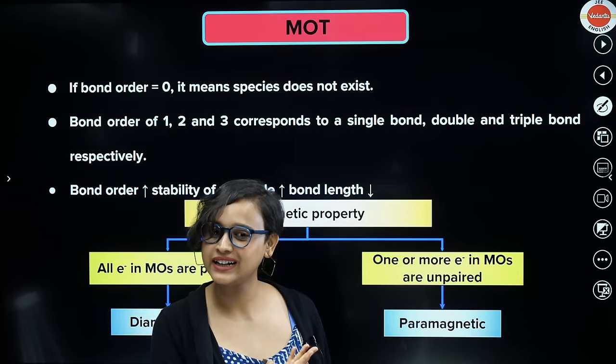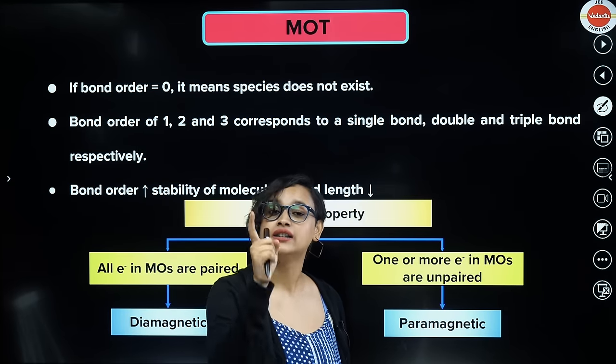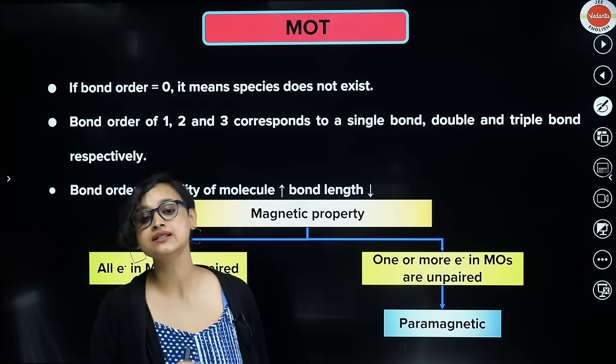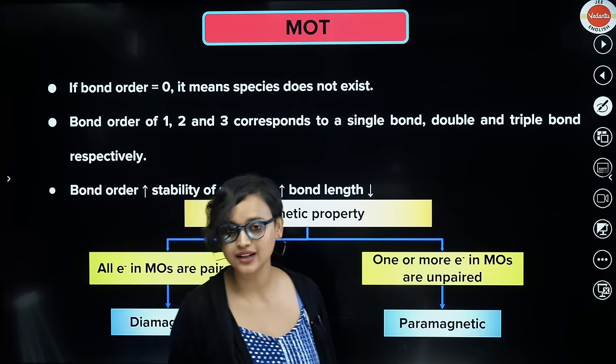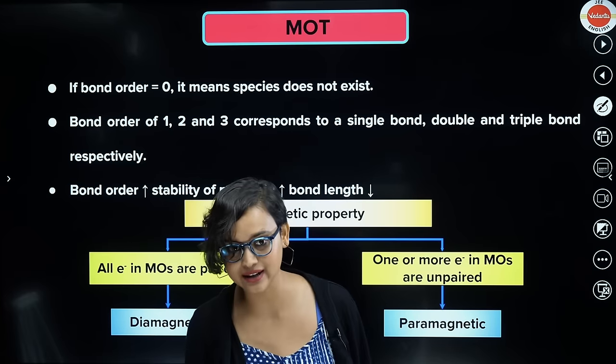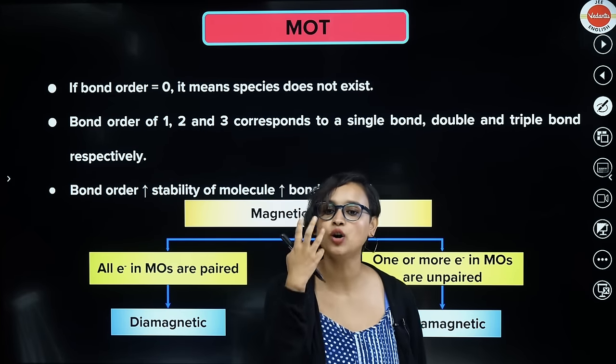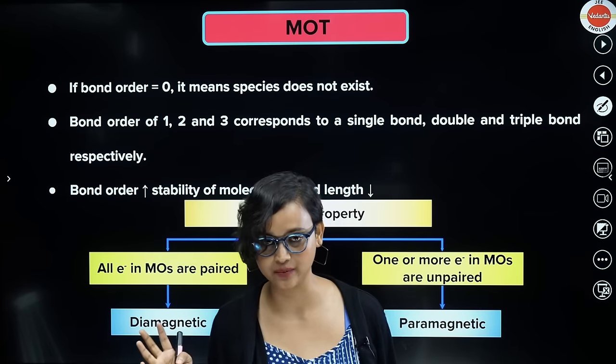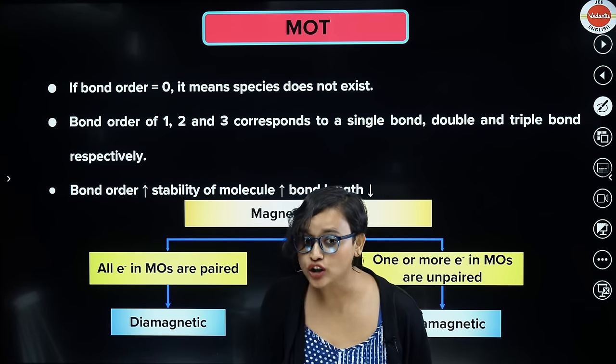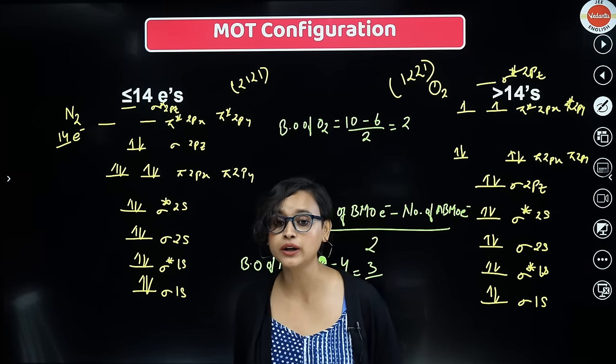Easy peasy, biryani tasty. If the bond order is 0, it means that the molecule does not exist. If the bond order is 1, 2 and 3, it means that it is a single bond, double bond and triple bond respectively. Now, it also tells you about magnetic property, my dear student.